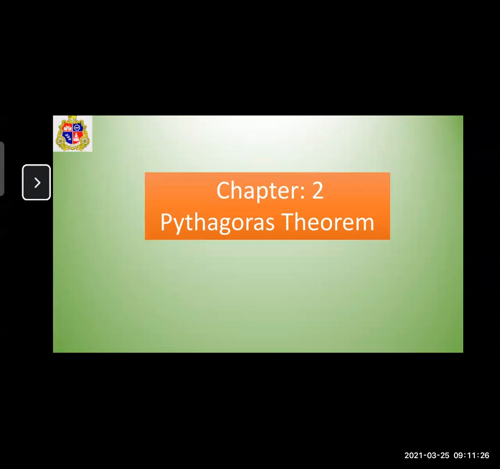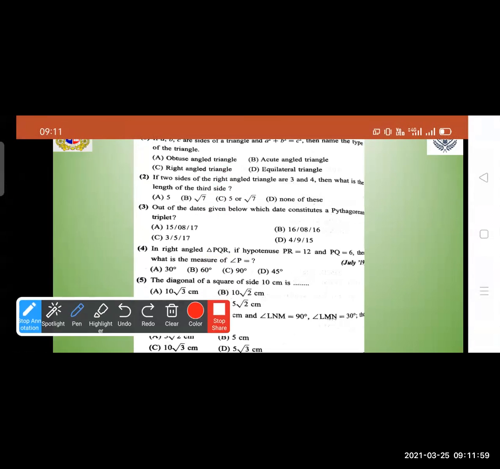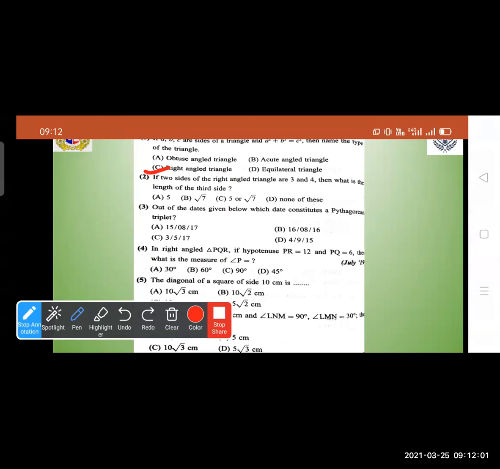Now next, chapter number 2, that is Pythagoras theorem. In this chapter, we see many topics, that is Pythagoras theorem, Pythagorean triplet, geometric mean. Okay. So the first question is: A, B, C are the sides of a triangle and A square plus B square is equal to C square. Then name the type of the triangle. So very simple. If one side square is equal to the sum of the squares of the remaining two sides, then we say that it is a right angle triangle.